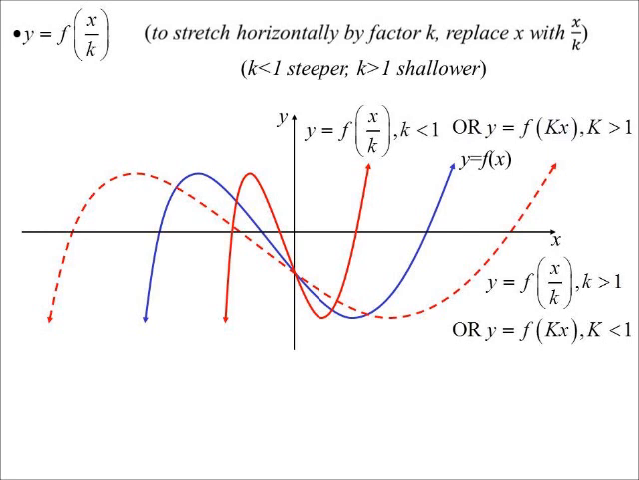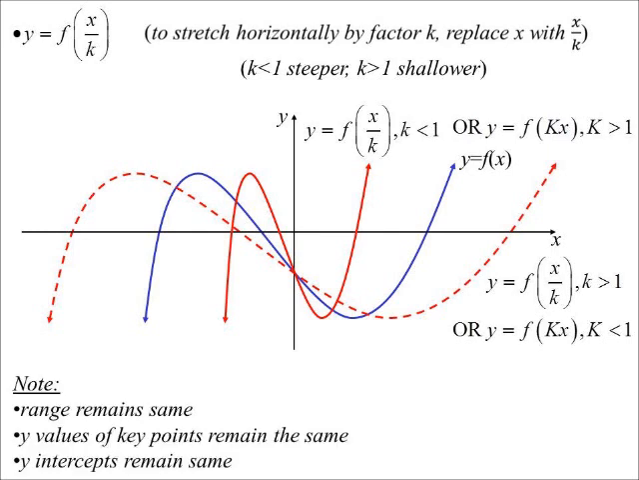But now have a look at the key points. It's the y values that have stayed the same. Okay? So have a look at, say, that maximum point over there on the left. The y value is still the same, it's the x values that have changed, because that constant is grouped with the x inside the function. So in this case, the range of the curve has stayed the same. The y values of the key points stay the same. The y-intercepts will stay the same.